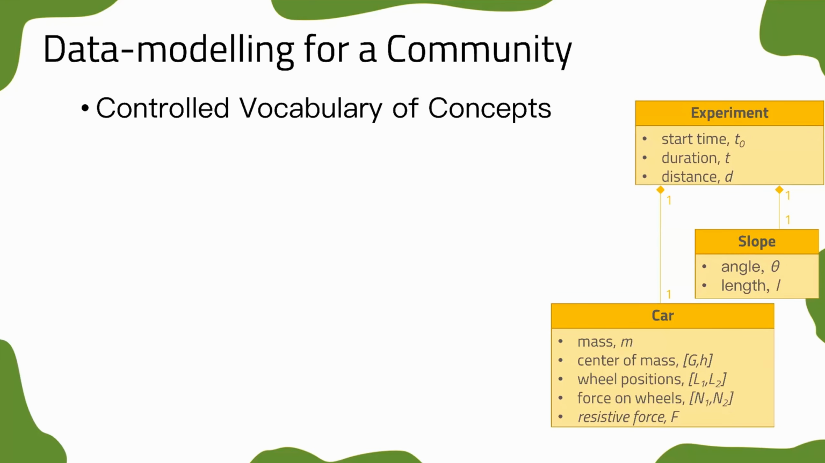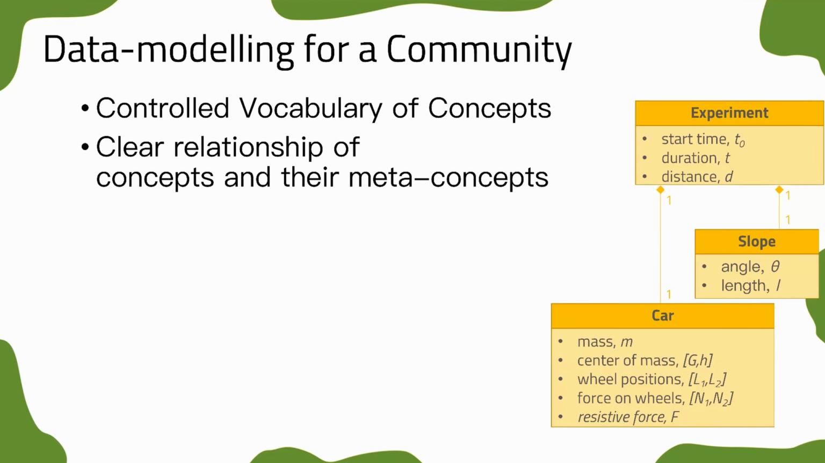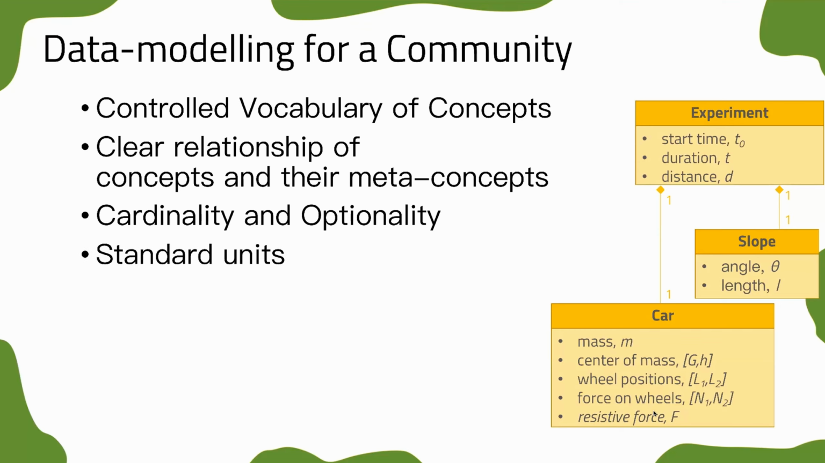So we have this idea that we would like to model our experiments with all these concepts. And if we want to do it with a community, we need a controlled vocabulary so we all understand what is what. It has to be well defined what the meanings of these different words are. We have to define these concepts, and we also have to define their relationships, also the cardinality or optionality. For example, this experiment needed to have a slope, and a car was also needed to perform this experiment. Otherwise, this experiment wouldn't have worked. But there might be some optional elements in your experiment as well. You probably want to use standardized units.